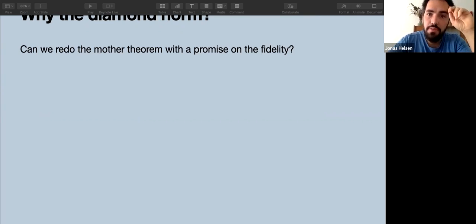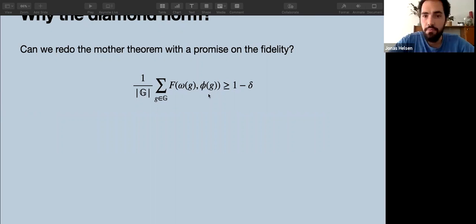Because for instance, we can try and do the same thing with a promise on the average fidelity between our implemented gate and the ideal gate. Folkloristically, when people say close, what they mean is that these gates have high average fidelity. So you could pick another metric of closeness, which is that I want the average fidelity over my gates to be larger than 1 minus delta. And I could hope that my randomized benchmarking data is still well described by a linear combination of exponentials associated to the sub-representations of omega. But it turns out that this is not the case unless delta is exponentially small in the number of qubits. So unless you pick this to be extremely close to 1, this doesn't work.